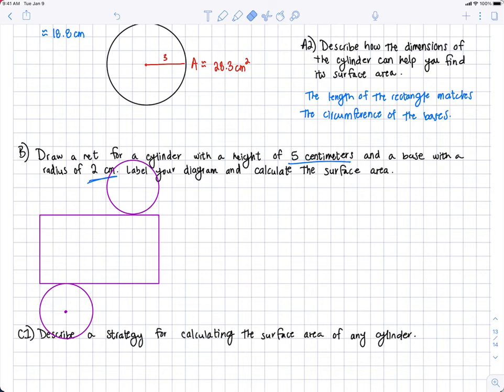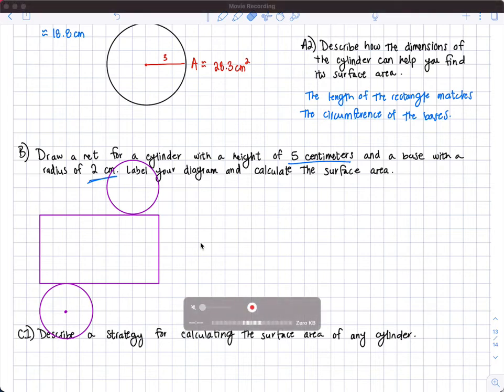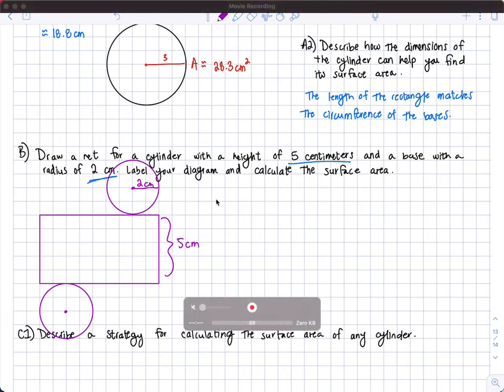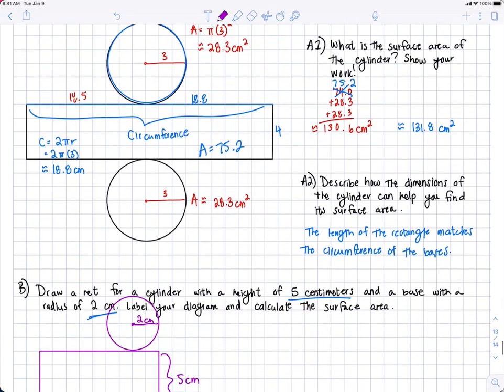All right. So again, we are drawing a net for a cylinder with a height of 5 centimeters and a base with a radius of 2 centimeters. So go ahead and label the dimensions, please. So this right here is 2 centimeters, and then this right here is 5 centimeters. And really, that's all the information that we need to calculate the surface area of the cylinder. So go ahead, calculate the surface area, please, using this strategy that we used up here.